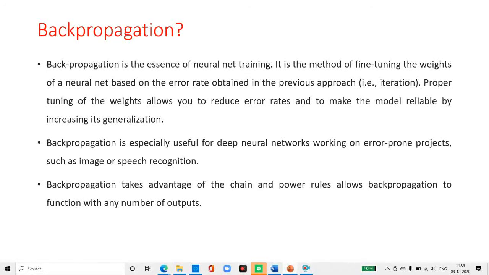The next point is that backpropagation is especially used for deep neural networks working on error-prone projects such as image or speech recognition. Backpropagation takes advantage of the chain and power rules, which allows it to function with any number of outputs.